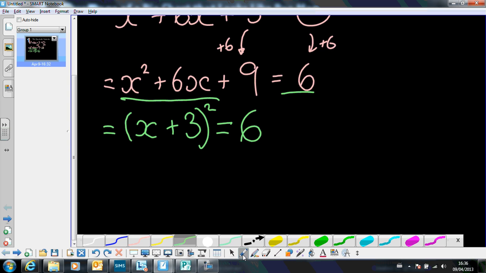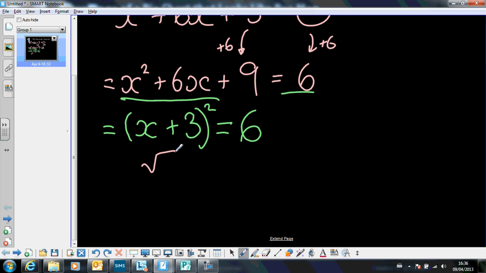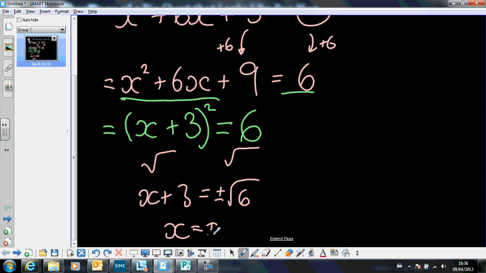We all did this today, so I'm not going to spend long on it. Take square roots, get x plus 3 equals plus or minus the square root of 6, and then get rid of the 3: x equals plus or minus the square root of 6, minus 3.